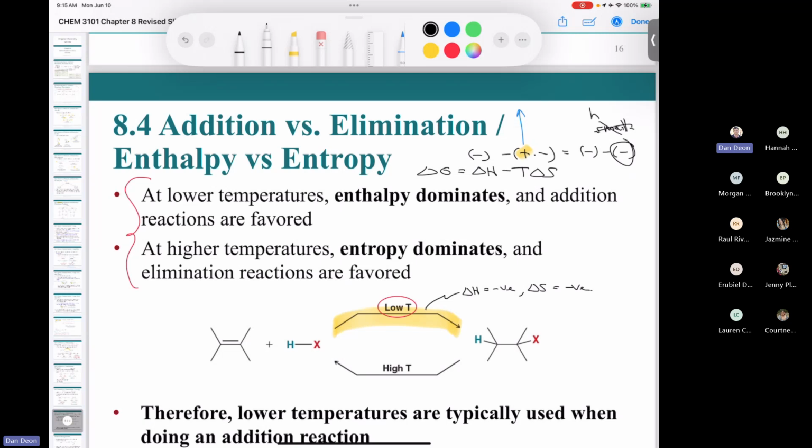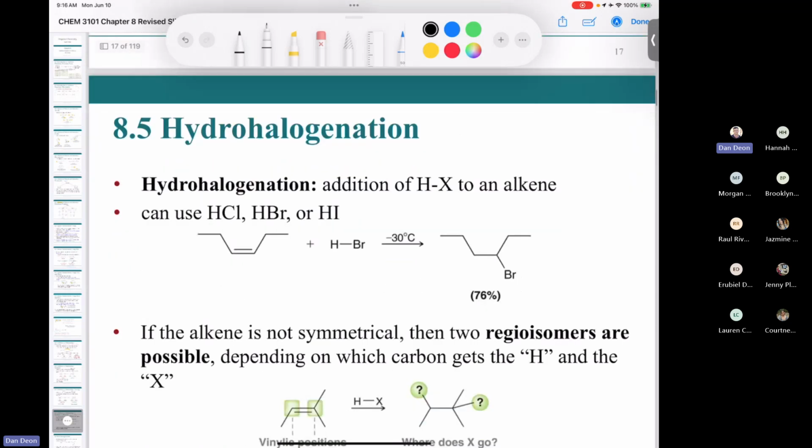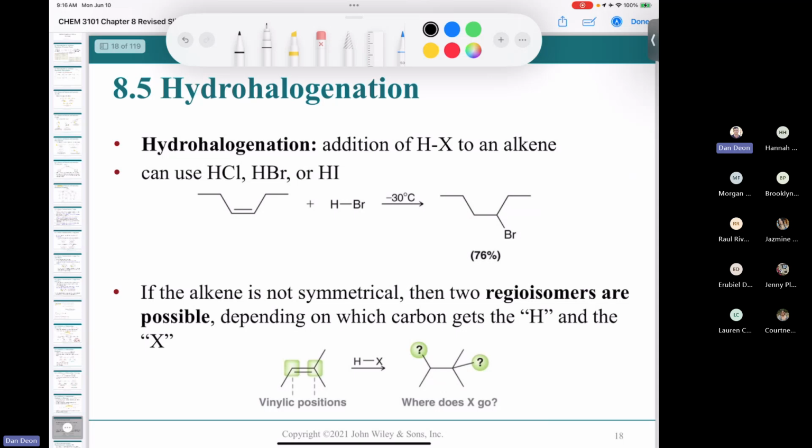If this number is high because of a high temperature, that means you're going to end up with a positive number. Okay? If you don't believe me, you can just plug some numbers into the formula, just make some numbers up, and you're going to see that you will get a negative delta G for a low temperature and a positive delta G for a high temperature. Anyhow, let's not spend any more time on that. Let's get into the addition reaction.